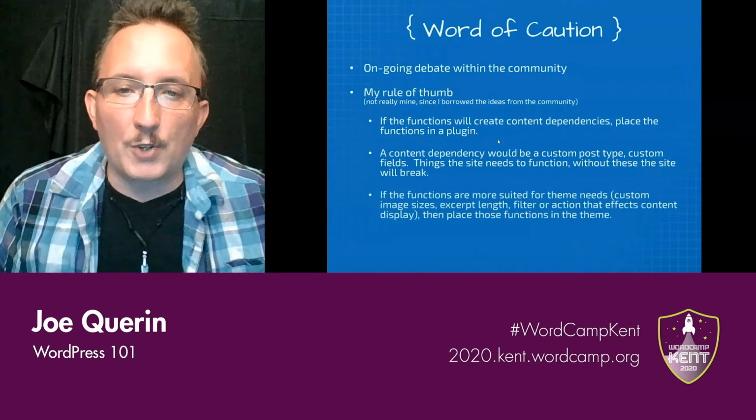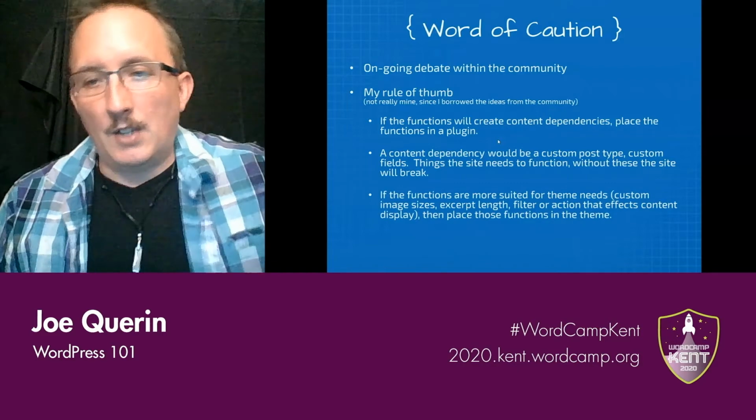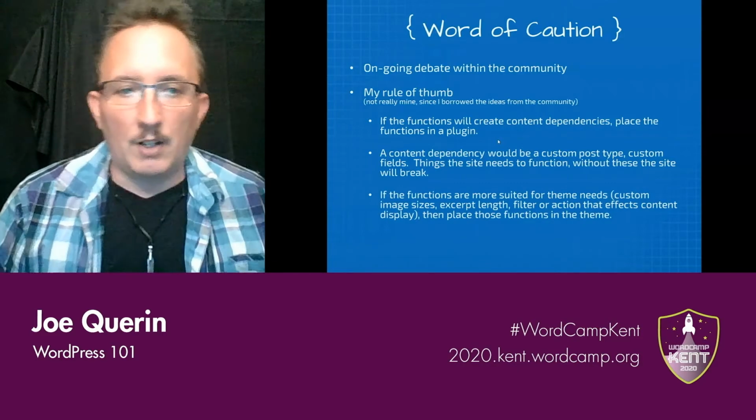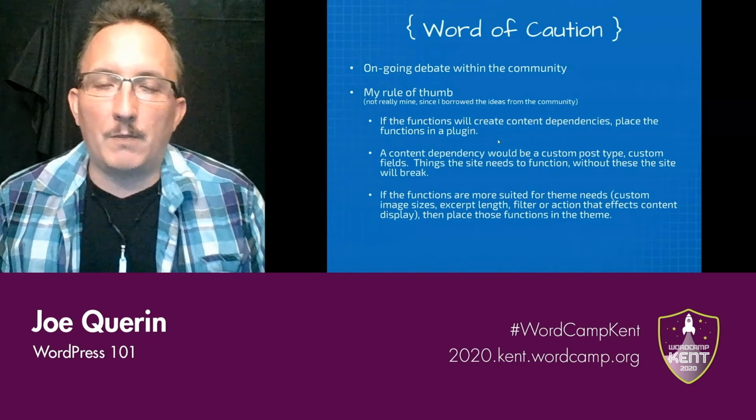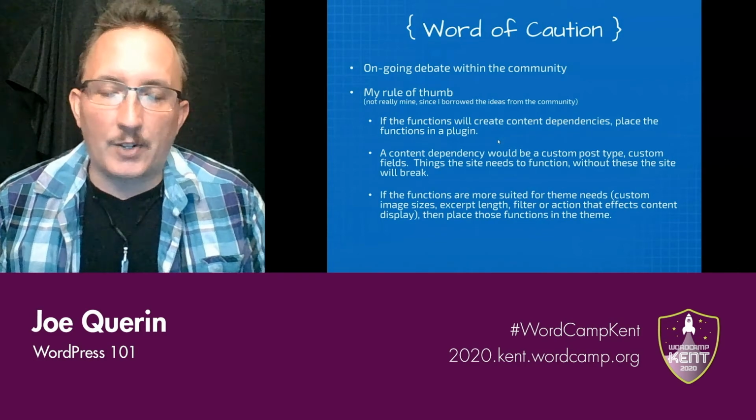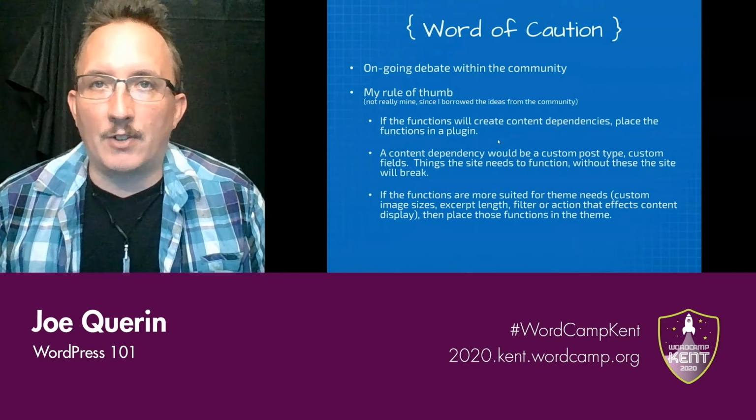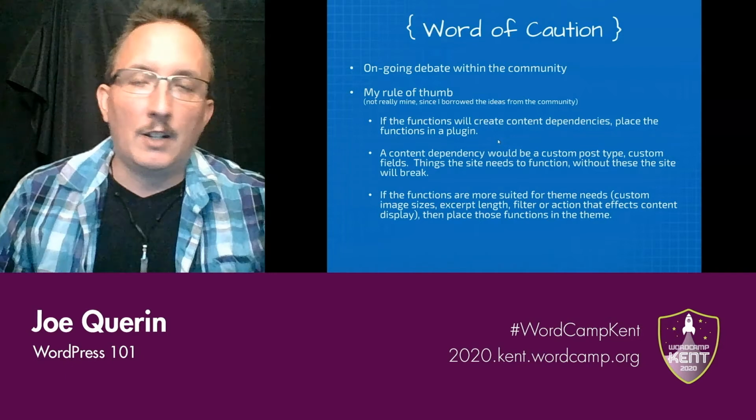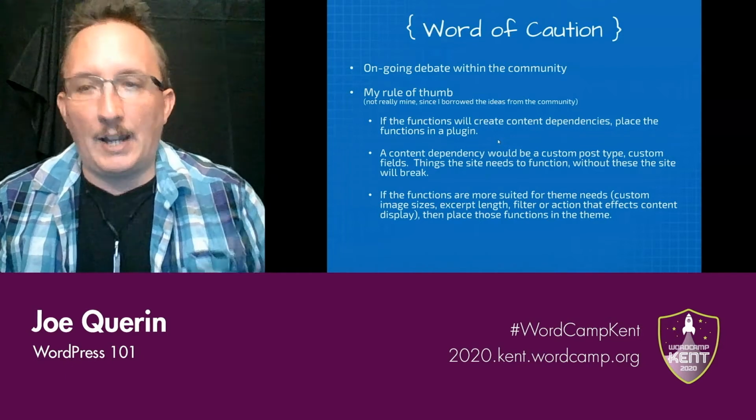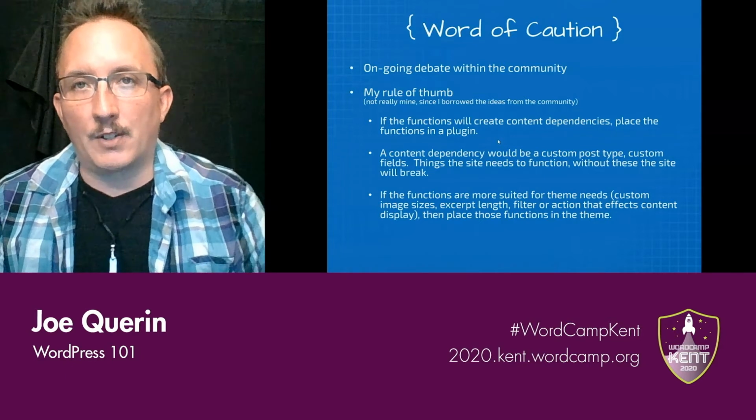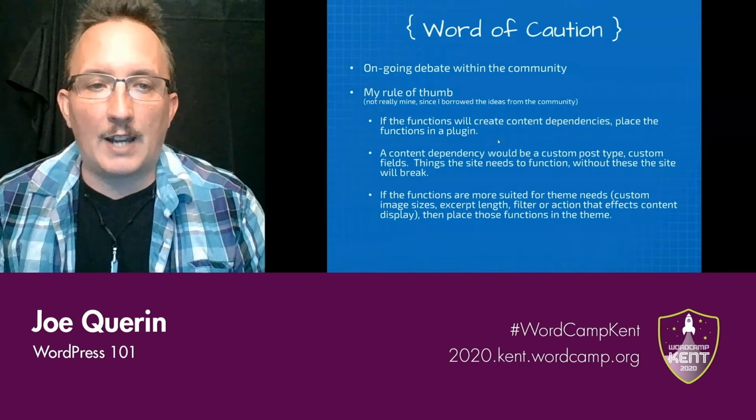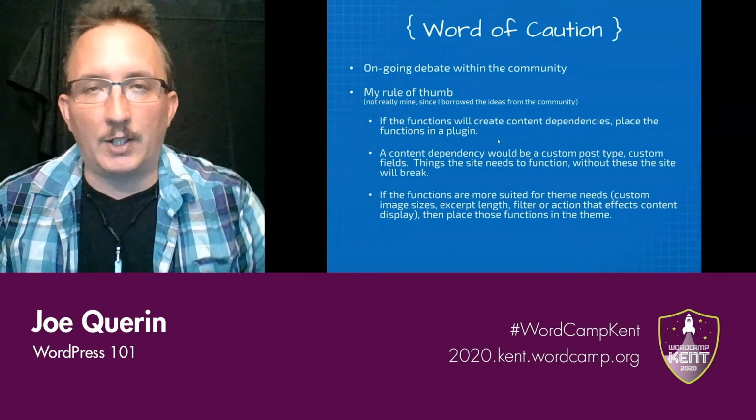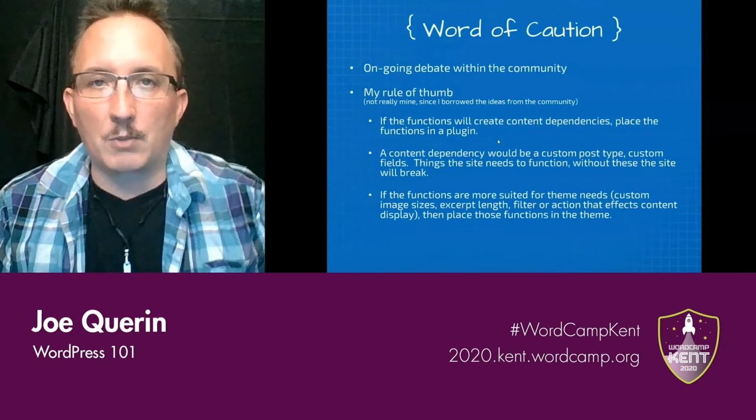If the functions are more suited for theme needs, so things that the theme actually needs for the theme to function, like custom image sizes. Maybe your theme needs a certain image size for hero images, or maybe it needs certain image sizes for a call out that's in the bottom, or you're doing a tile type effect for your posts, and you need a certain thumbnail size for the hero image and the tile. Or you're changing the excerpt length. Like for those tiles, you only need so many words. You don't need the 30 words that WordPress does by default.